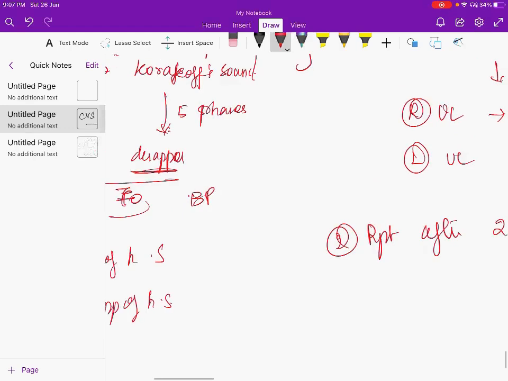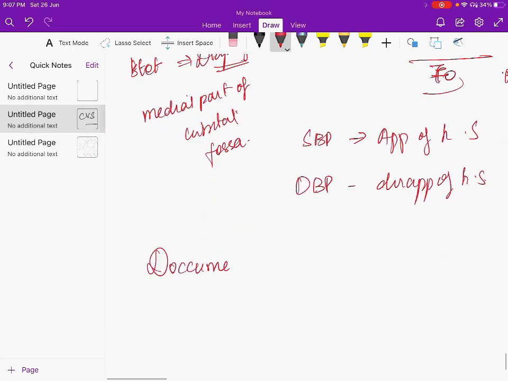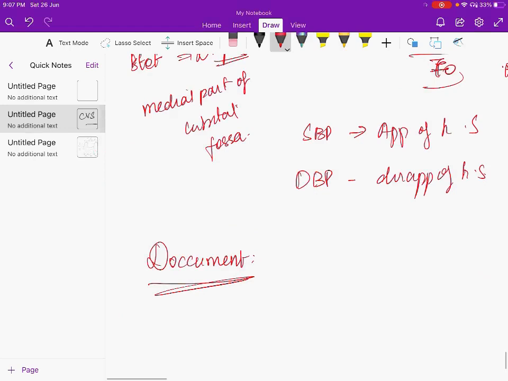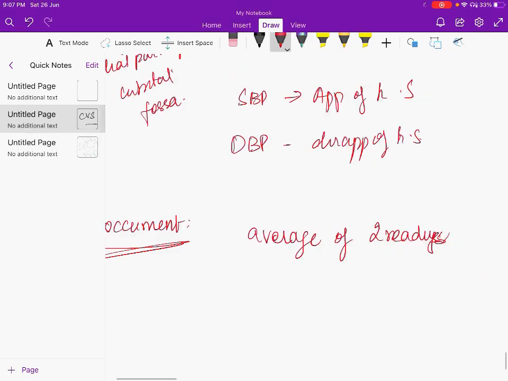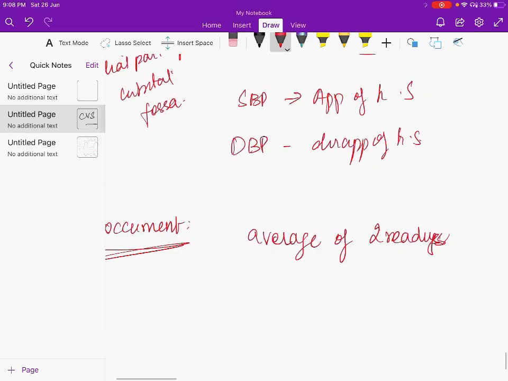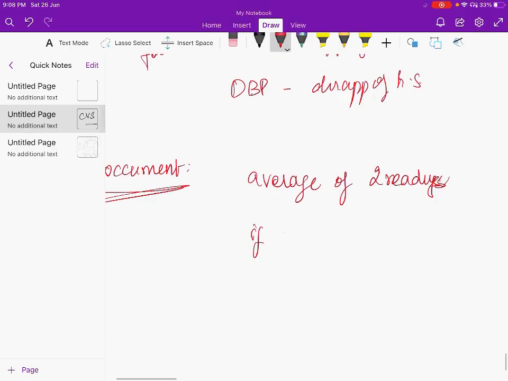Then you have to document the average of two readings, the first reading and the second reading, which is repeated after 2 to 3 minutes. In case the patient is in atrial fibrillation, it's better to get a minimum of 3 readings.